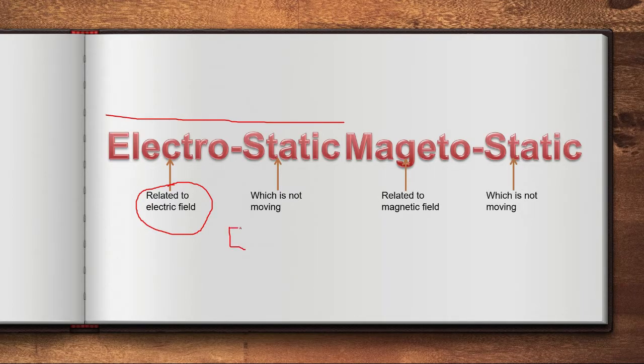One is capital E, which is electric field intensity, and another one is capital D, which is electric flux density. So today we are going to discuss electric field intensity. It is also called electric field strength.